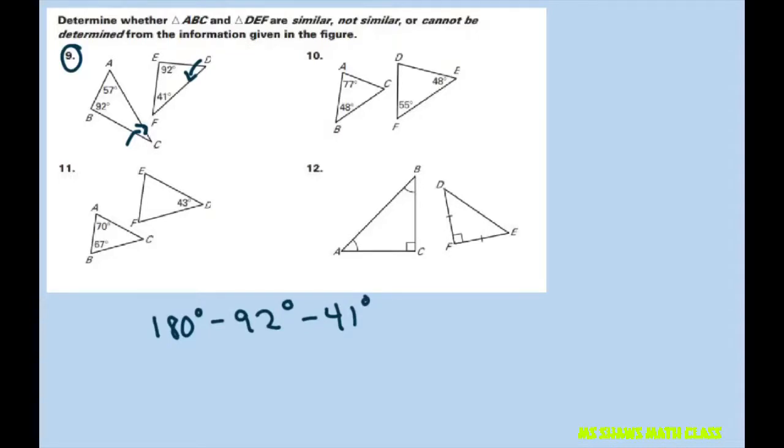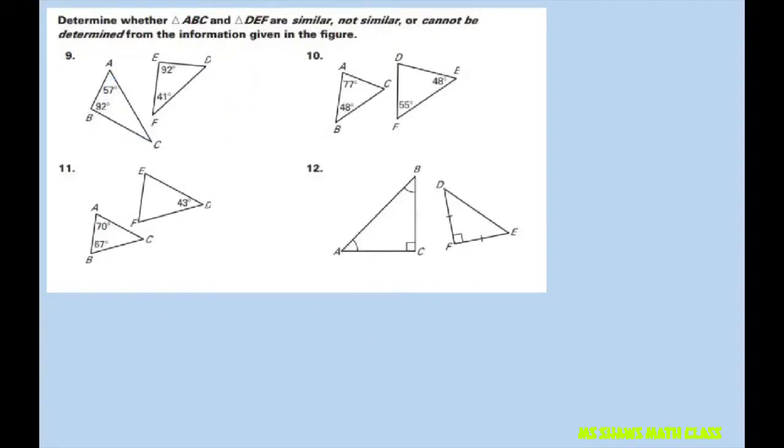We're going to get 180 minus 92 minus 41. That gives us 47. So this would be 47 degrees, and we need a 57. So we need the angles to match up. So this one's a no, not similar.